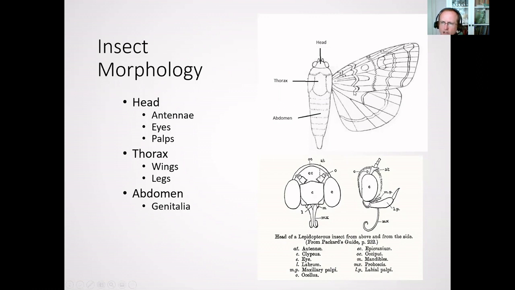The wings obviously carry most of the markings, and that's what most of the stuff that we'll be using in identification, and there are other characters potentially on legs, and we're not going into genitalia today.